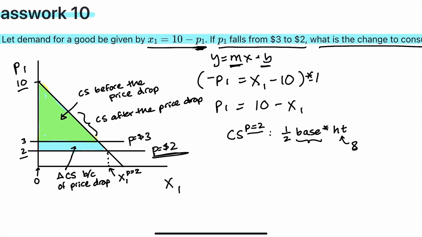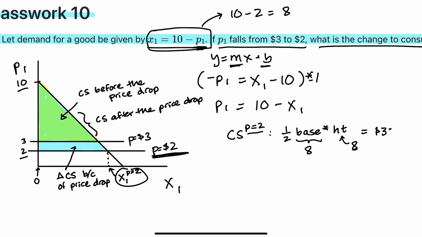I can plug $2 into this demand equation, and I find that this is 10 minus 2, which is 8. I demand 8 units of good 1 when the price of good 1 is $2. So I get 1/2 of 8 times 8. Half of 64 is 32. The consumer surplus is 32 when the price is $2.